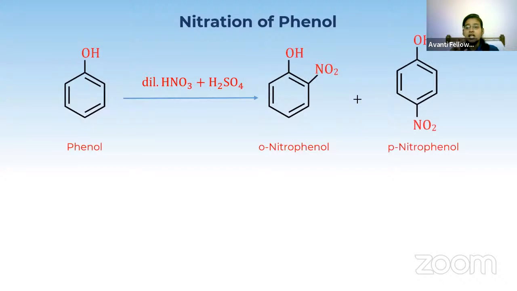ortho-nitrophenol and para-nitrophenol. So if phenol is treated with dilute HNO3, the products formed are ortho-nitrophenol and para-nitrophenol. Very important reaction. Please keep this in your mind.